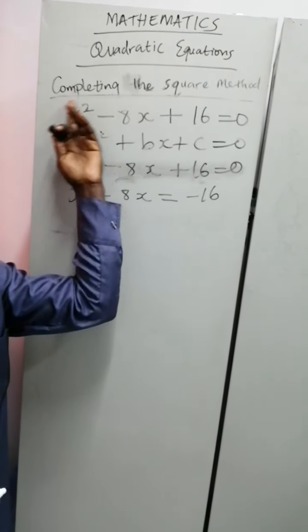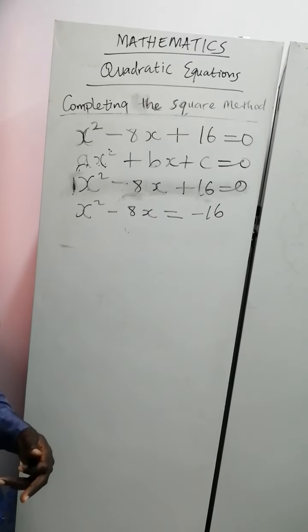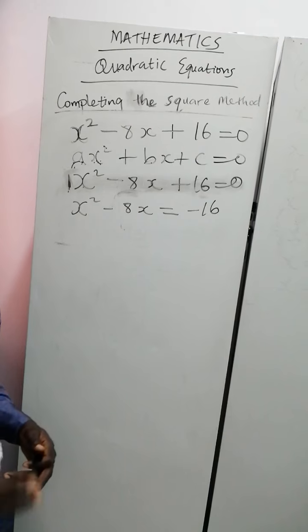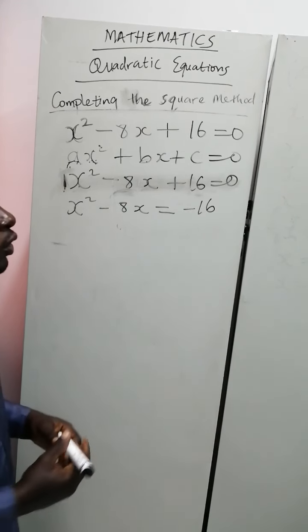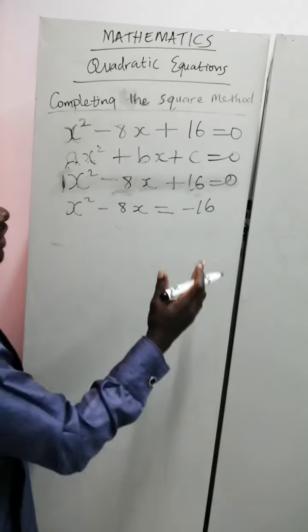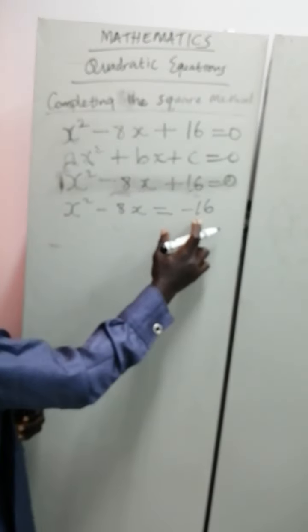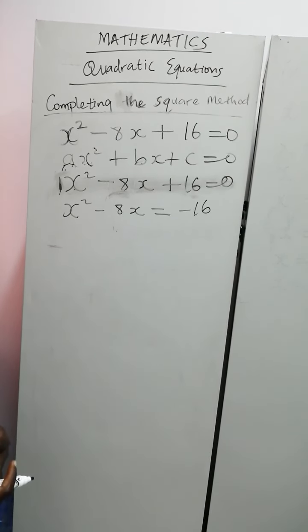The completing the square method requires steps. Don't forget, you have to follow the steps sequentially for you to be able to solve using the method. Now the first step is to transfer c over the bridge. We have done that. So what is now the second step? The second step is to look at our b.